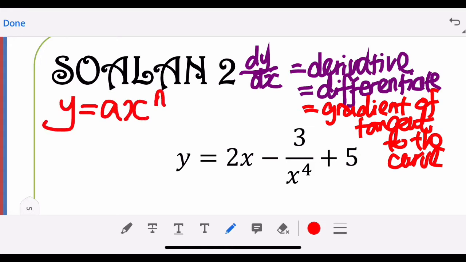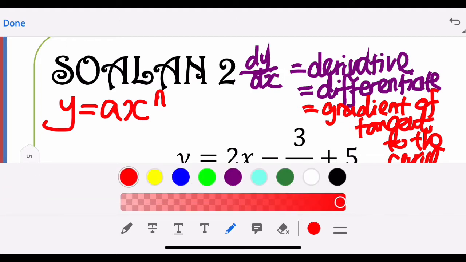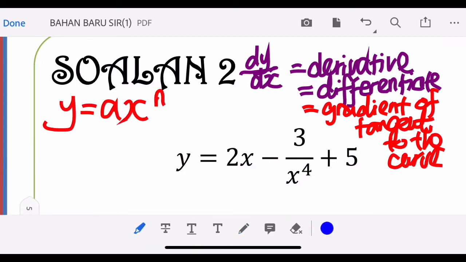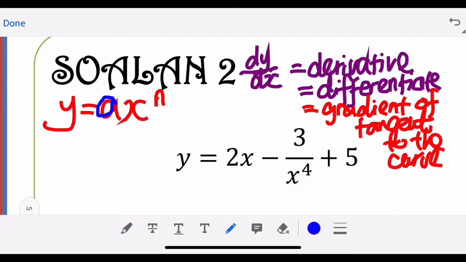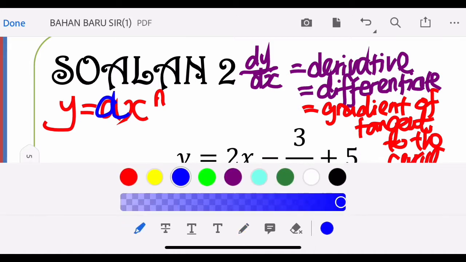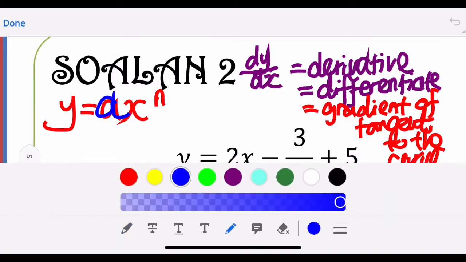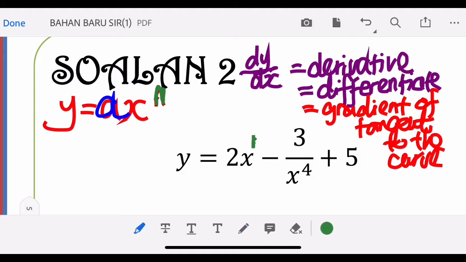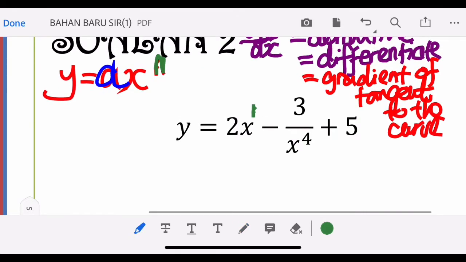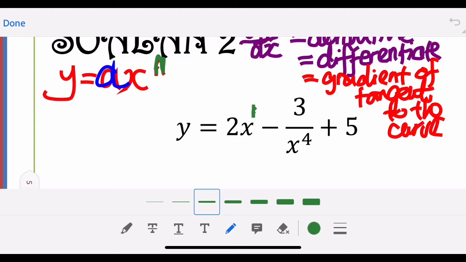So the power rule says if y equal to ax power n, then dy/dx will be n, okay? You have to bring down the n, right? Times with the a, then x, then n minus 1, right? So the basic step is you must see the constant a with the x with the power.